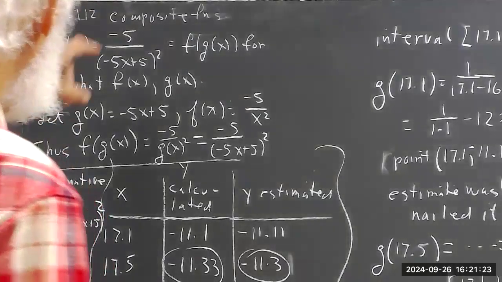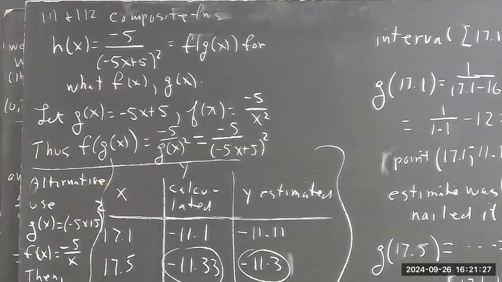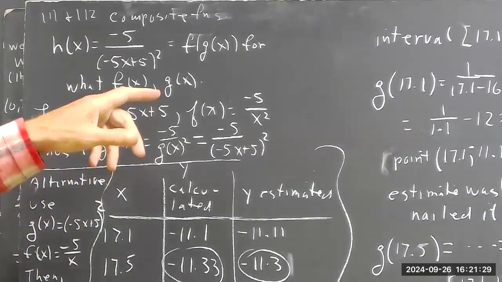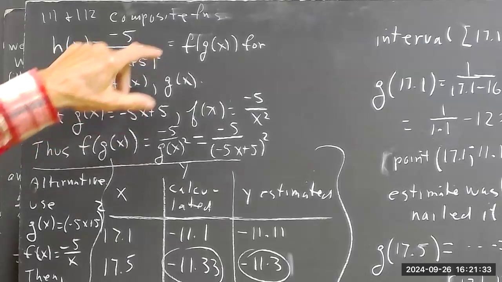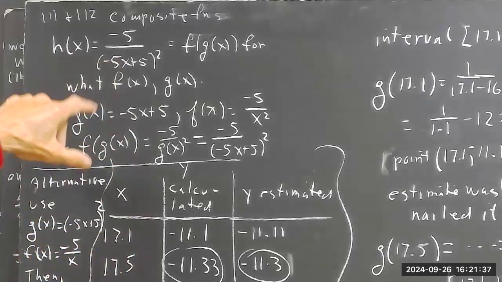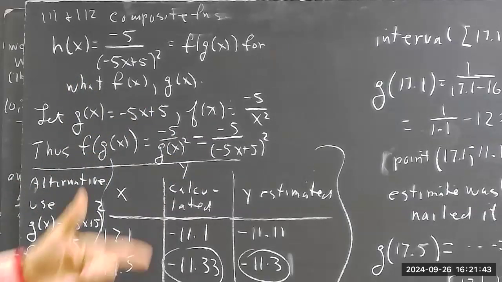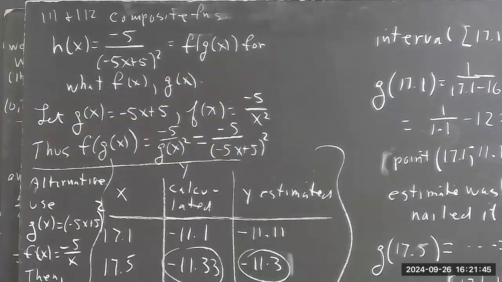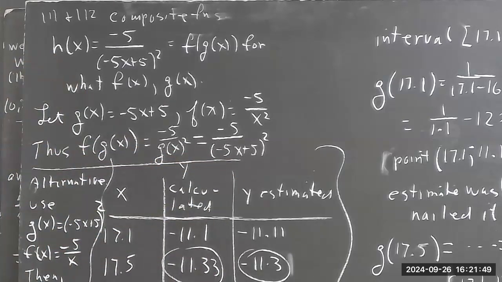So here's 111, which again, -5 over 5x plus 5. You're taking the -5x plus 5, putting it in the denominator and squaring it. You can do all that by just letting g of x equal -5x plus 5 and see what f of x has to be. Okay? Well, it's going to have to equal -5 over x squared in order that the composite equal this. So you want to write out all these steps.